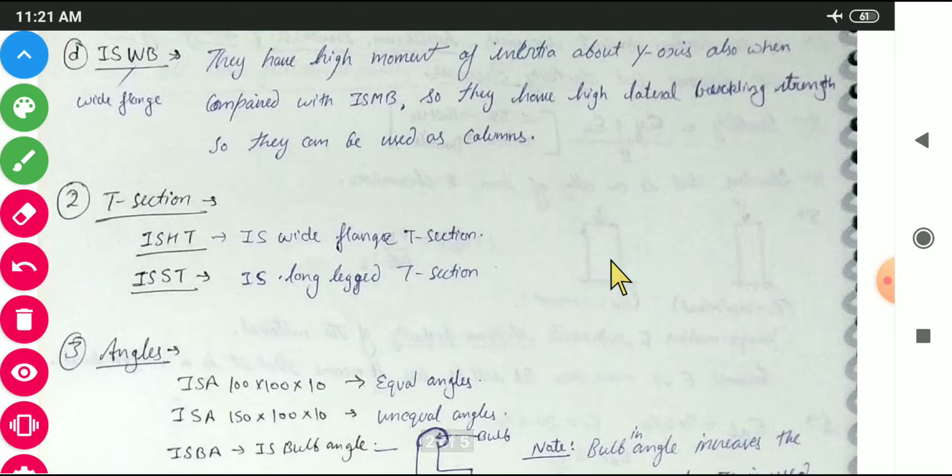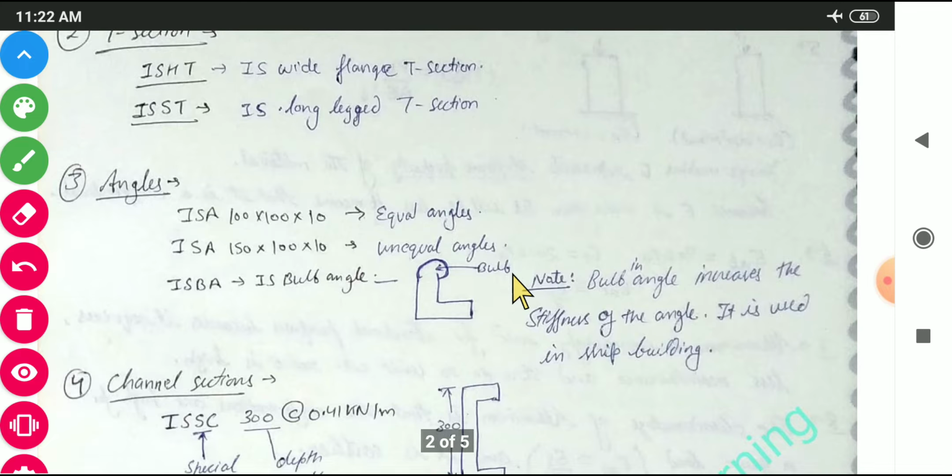Next are T sections. There are ISHT and ISST: IS wide flanged T section and IS long legged T section. Next we have angles, represented by ISA and ISBA. ISA are equal angles when it is 100 into 100 into 10, and ISA 150 into 100 into 10, you can see they are unequal angles, here it is 150 and 100. And the other one is bulb angle.